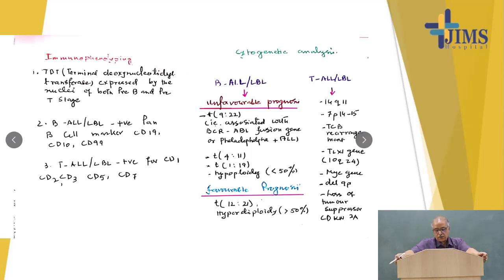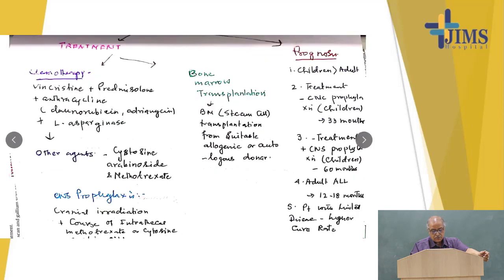In T-ALL or LBL, there is a 14q11 translocation, 7p14-15 translocation, TCR rearrangement and TLX1 gene, 10q24, and MYC gene. Deletion of 9p, loss of tumor suppressor gene CDKN2A. These are all cytogenetic analysis findings. We will get this in T cell leukemia, acute lymphoblastic leukemia.